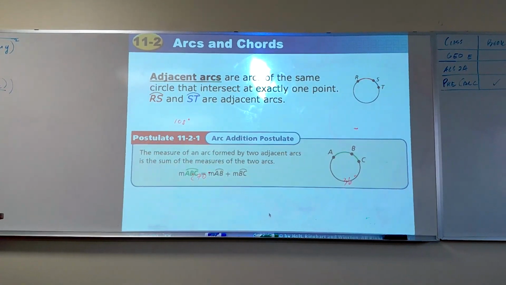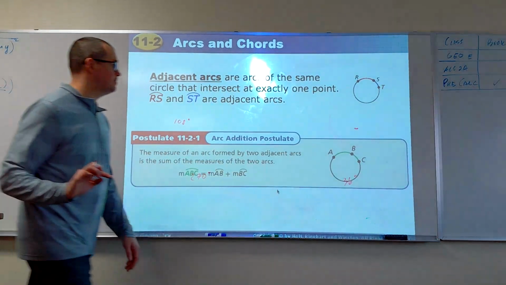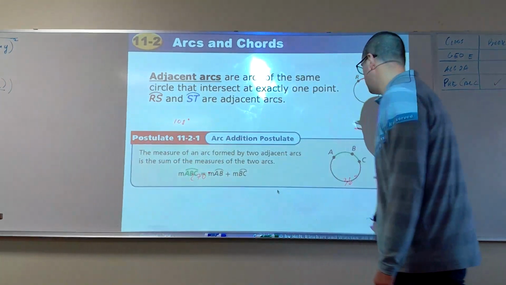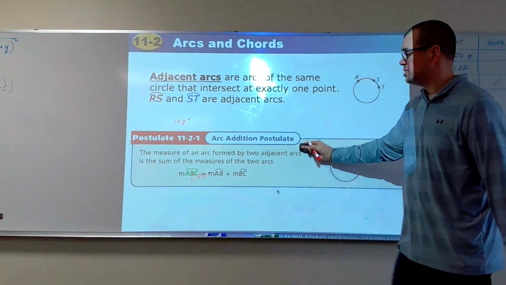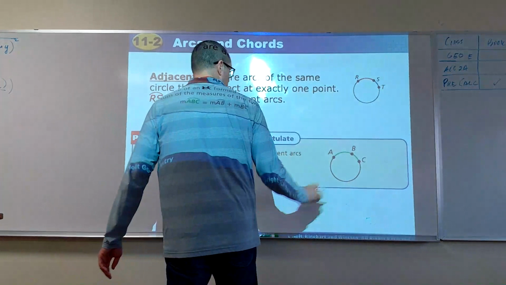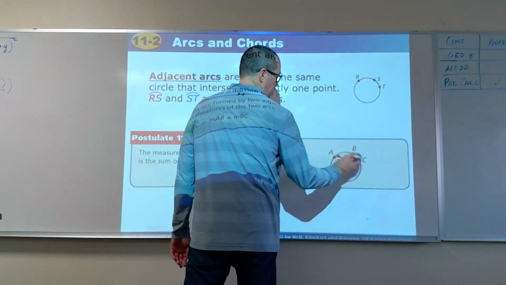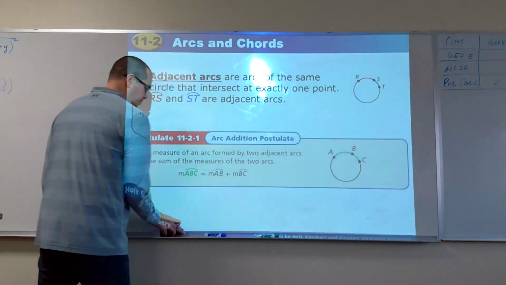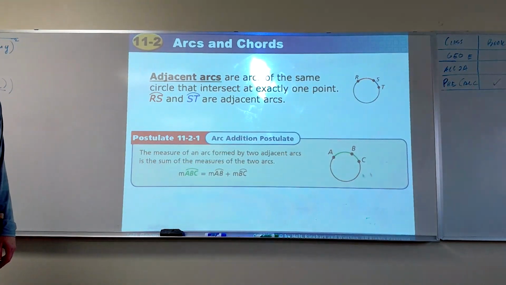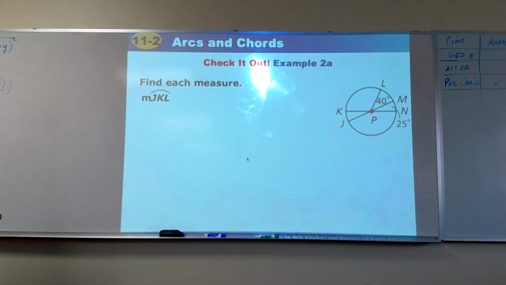All right. Arc addition postulate. If 2 arcs are next to each other and you want the total, it's like the angle addition. You just add them together. So A to B and B to C would be the whole thing if you added them together. All right. Find each measure.